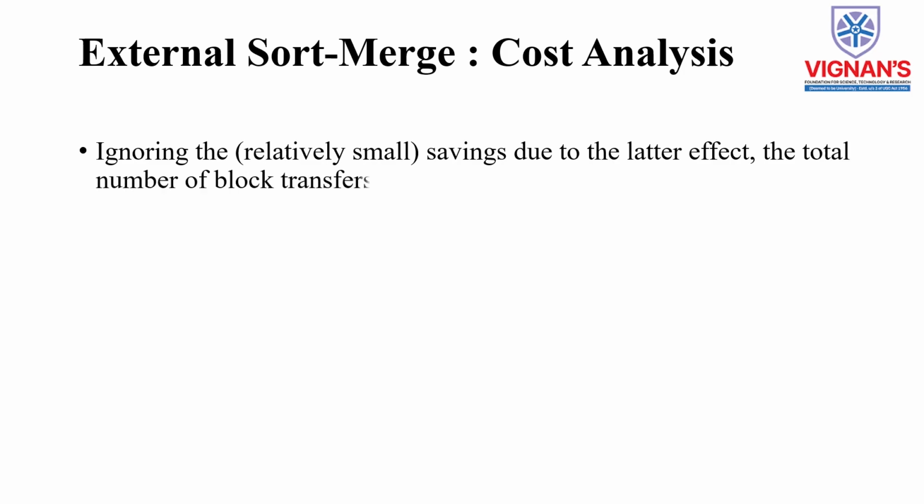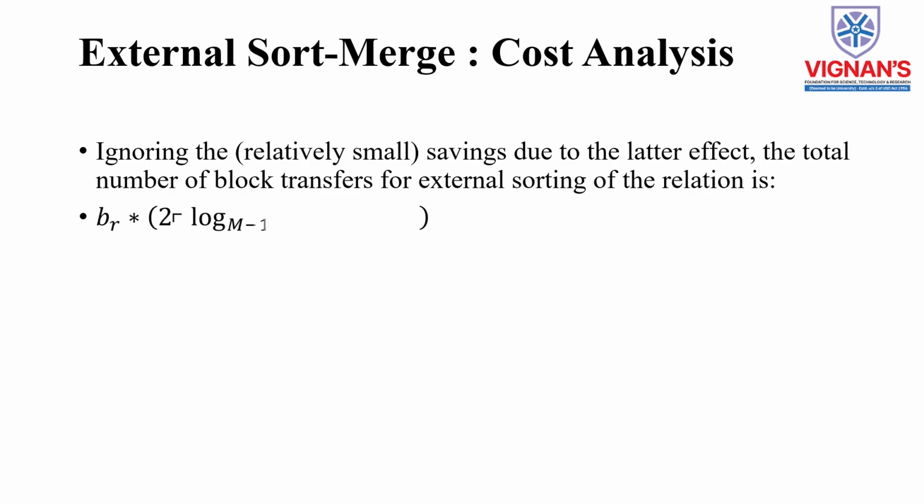If we ignore the relatively small savings from the previous effect, the total number of block transfers for externally sorting the relation is calculated as follows. It is B multiplied by open bracket 2 times the ceiling of log base M-1 of B divided by M, plus 1, close bracket.